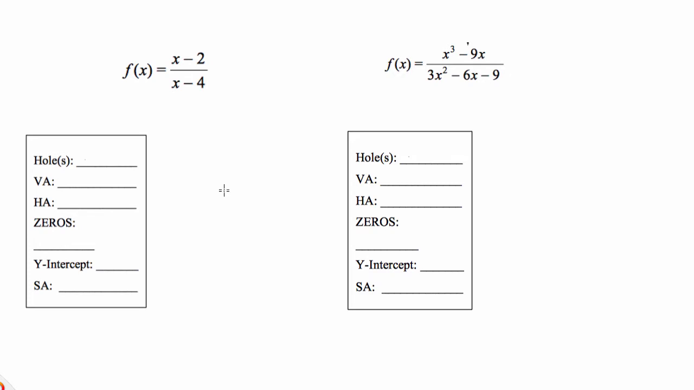All right, so the first one, we need to factor completely on the top and the bottom. So I have an x minus 2, so there's nothing I can do with that. There's an x minus 4, and there's nothing I can do with that. So we're kind of done there. Notice we have an x minus 2 and x minus 4. Because there are no factors that we can cancel from the top and the bottom, there will be no hole. So we put none.